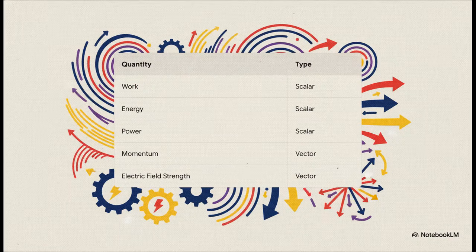Scalar versus vector. This one catches people out all the time. Just remember, work, energy, and power, they're all scalars. They just have a size. But momentum and electric field strength, they are vectors. Direction is everything. Knowing the difference is crucial.